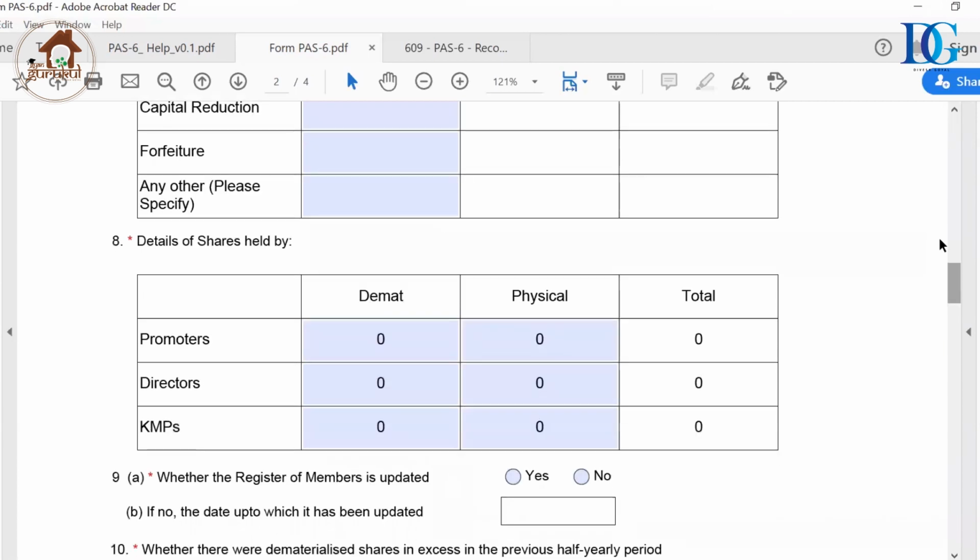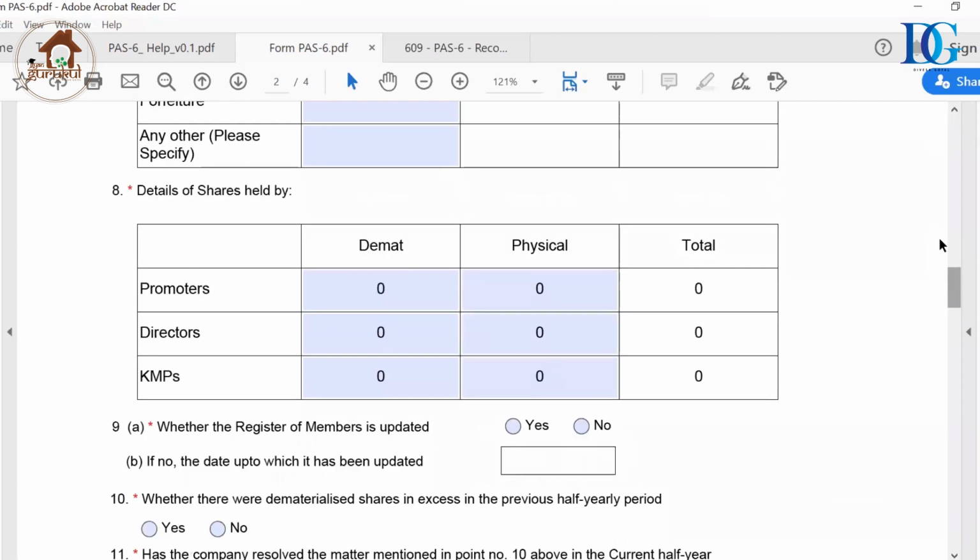Next is details of shares held by the promoter, directors, and KMPs, which are required to be mentioned separately. How many shares are held by the promoter in DEMAT and how many in physical? How many shares are held by directors in DEMAT and physical? You have to mention that here.